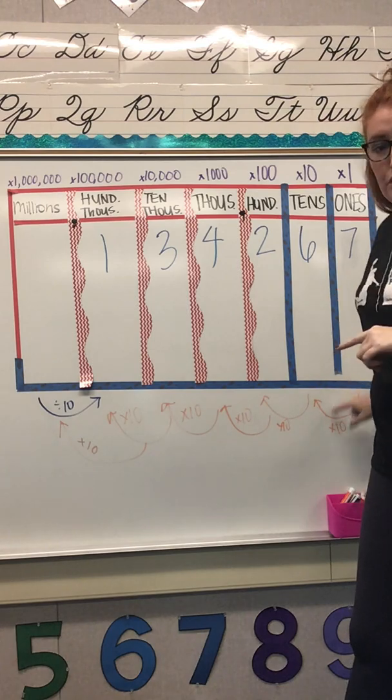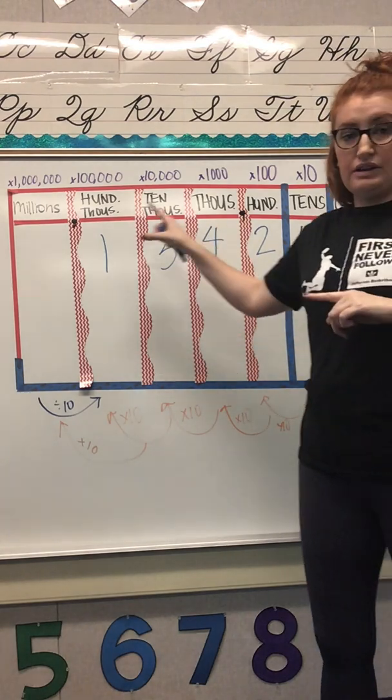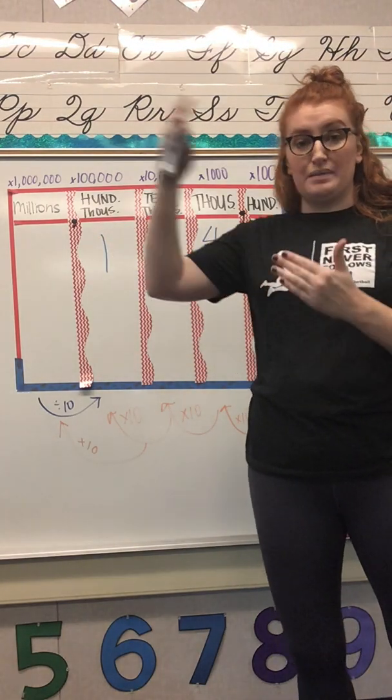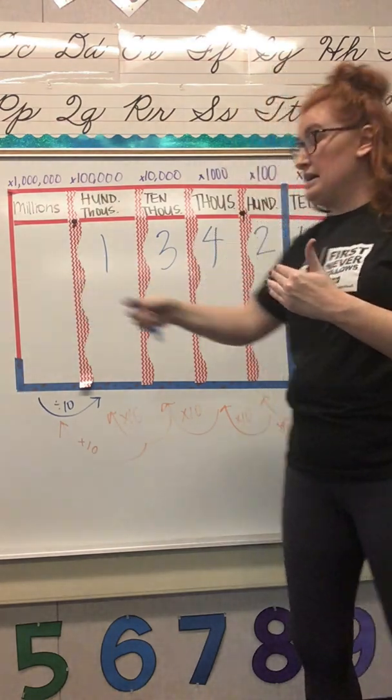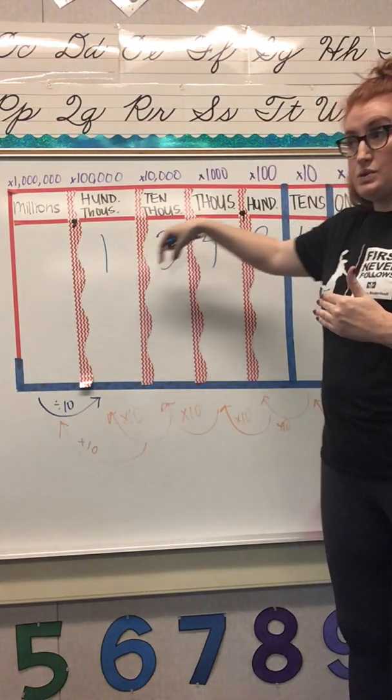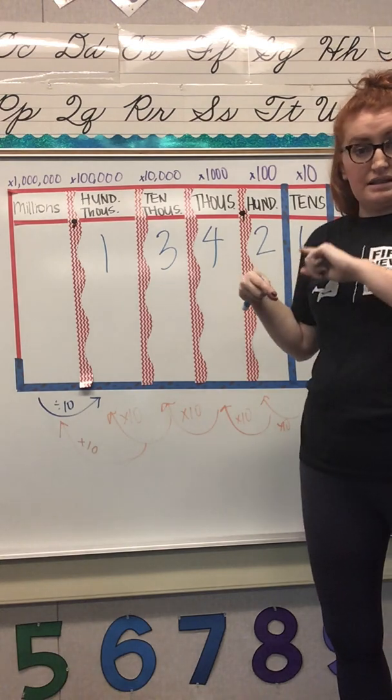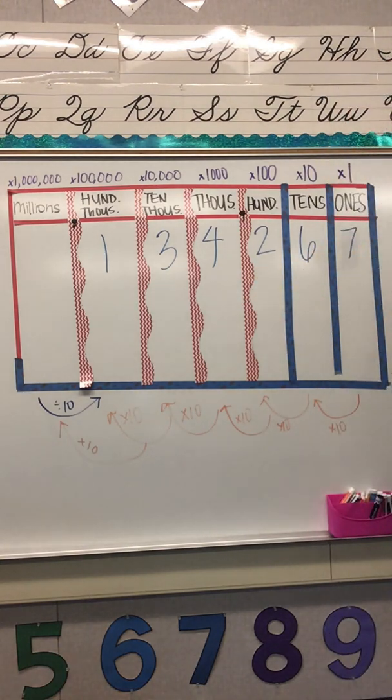So remember, every time you go to the left, the value of each place is multiplied by 10. And when you're coming back to the right, it's divided by 10 because it got smaller. All right.